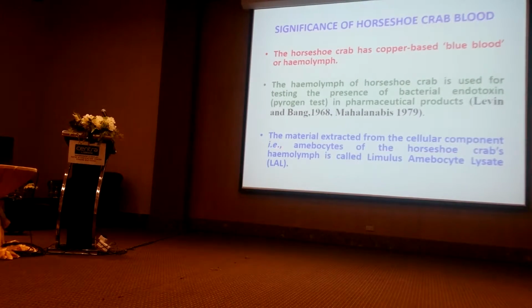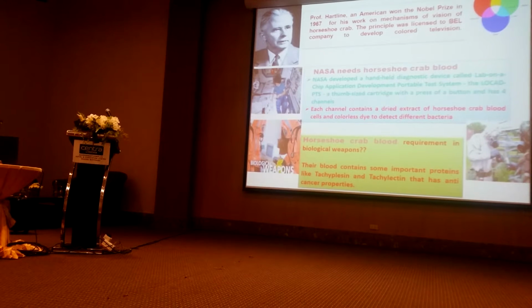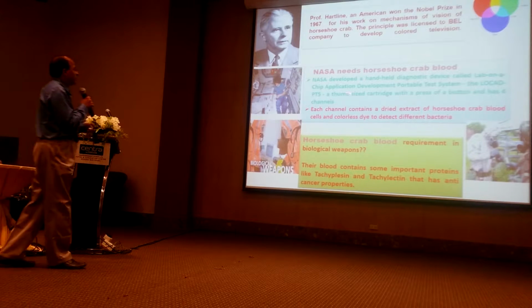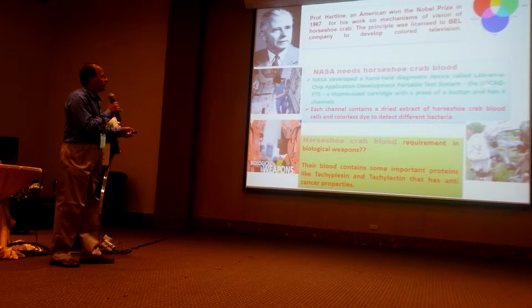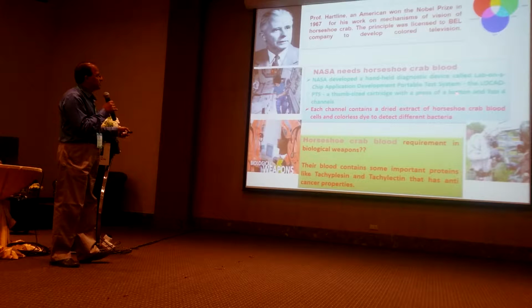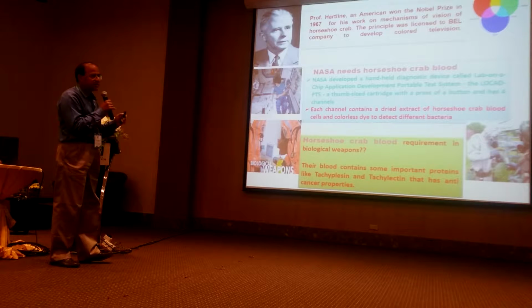The material extracted from the cellular component, the amebocytes of the horseshoe crabs, is called Limulus amebocyte lysate, like the LAL test, which is very popular and known. And you see, Professor Hartline, an American who won the Nobel Prize in 1967 for his work on the mechanism of vision of the horseshoe crab, the principle was licensed to a company to develop color television. And NASA needs horseshoe crab blood. NASA developed a handheld diagnostic device, a lab-on-a-chip application, a portable system with a thumb-sized cartridge with a push button that has 4 channels. Each channel contains dry lateral flow and detects bacteria.